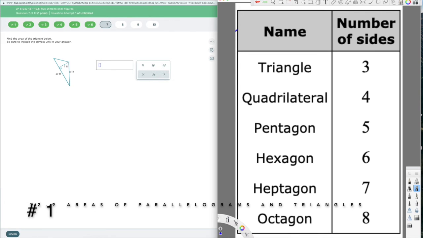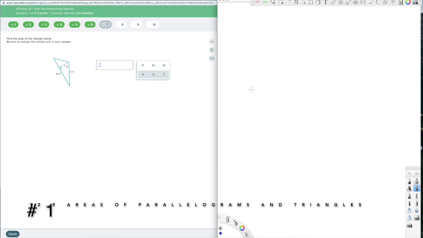Let me get a new one here. Okay. So find the area of the triangle below. Be sure to include the correct unit in your answer. So if I have a triangle, just like we do there, and we have 20 feet for the base here, we have 7 feet for the height, and then we have 15 feet for the side here.